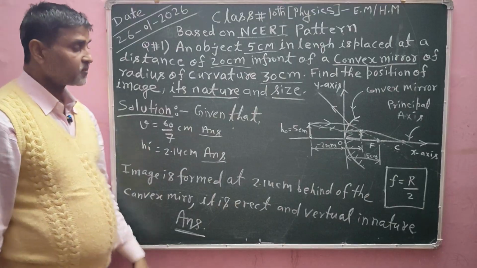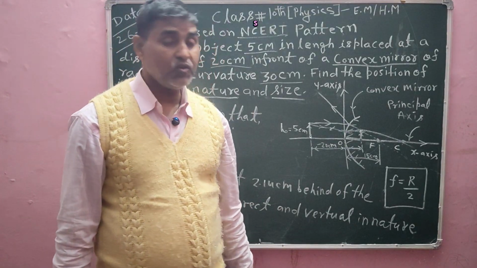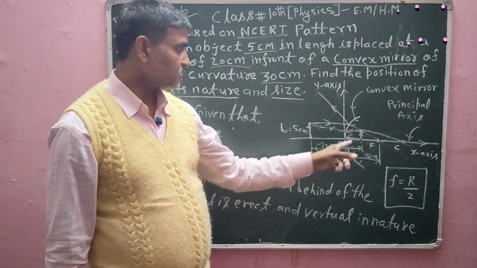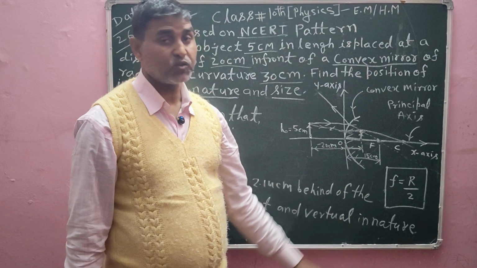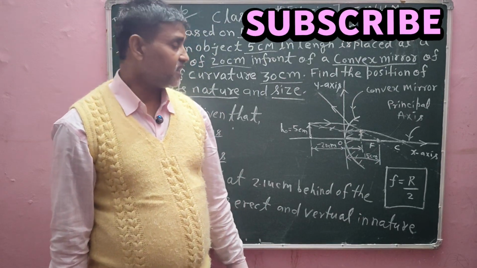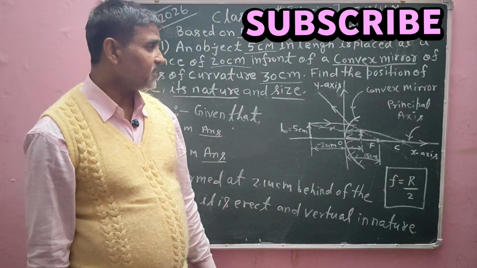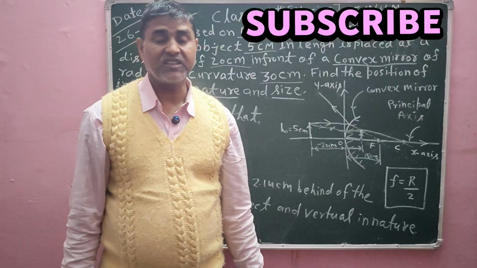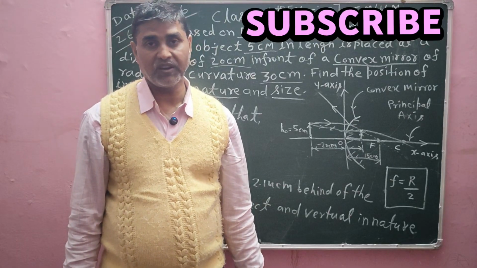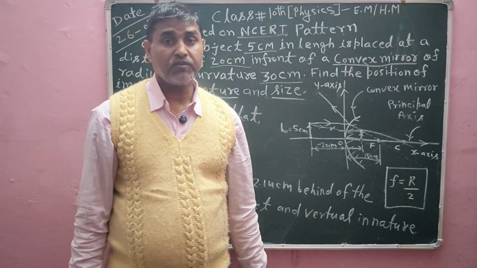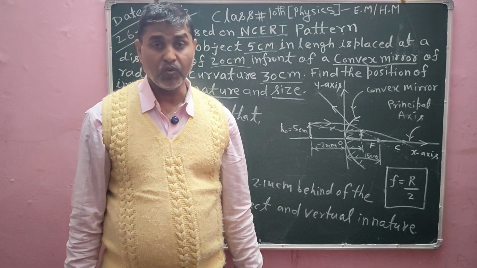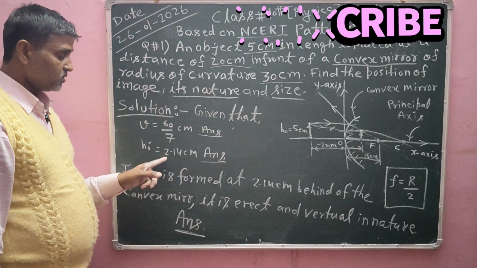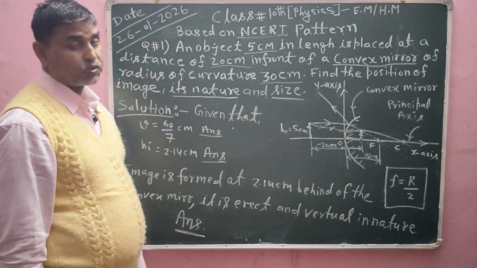Okay. Next I have got the height of the image by using the magnification formula. In that formula I know m is equal to hi divided by ho, which is equal to minus v divided by u. After substituting the values of u, v and ho, I have got the value of hi, that is the image height, equal to 2.14 centimeter. So I have got this one.